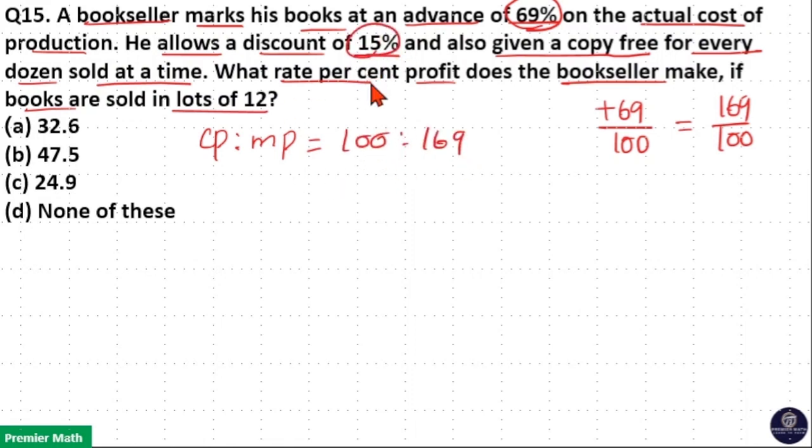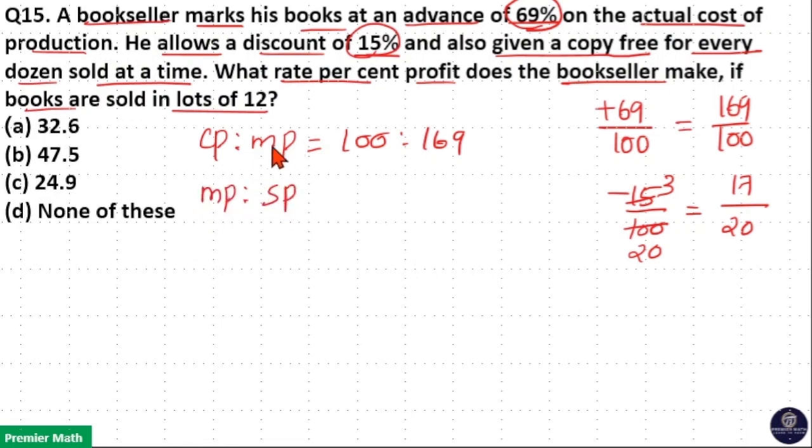Now he gives a discount of 15%, means discount means minus 15 by 100. 5 goes 3 times in 50, 5 goes 20 times in 100. Minus 3 by 20 means if 20 part is the mark price, 20 minus 3, 17 part is the selling price, because 3 part is the discount here. So take the ratio of mark price and selling price, because I can cancel mark price here. Now mark price is 20 part and selling price is 17 part.